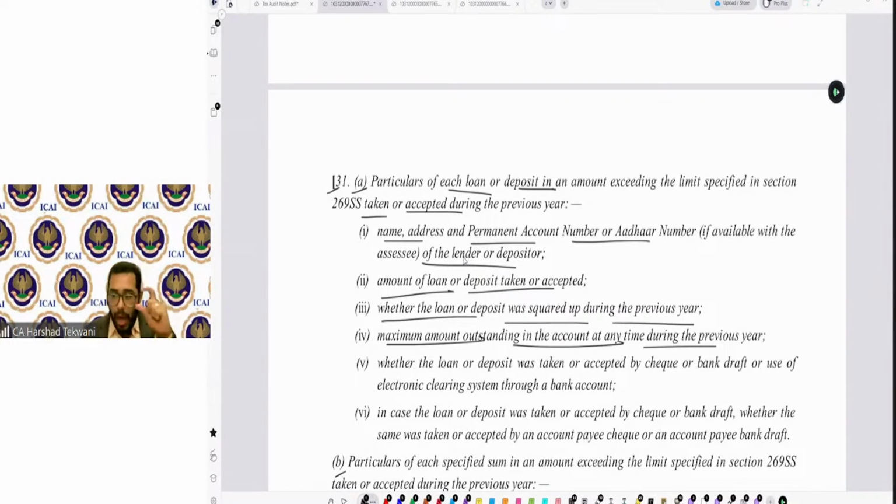So in account of loan, okay, this amount outstanding in account means this account here we are referring to is the loan account.